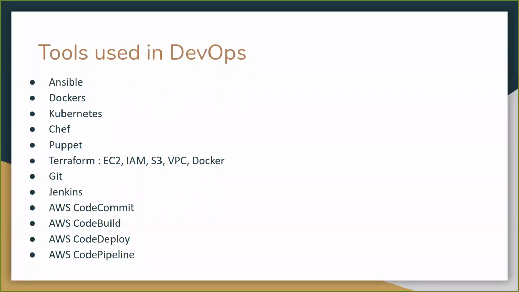Then we have Git, which is a version control repository. Then we have Jenkins, which basically acts as an automation server. What it does depends upon what we are doing with it: we can use it for continuous integration, continuous delivery, or continuous deployment. Then we have some inbuilt services by cloud providers like AWS CodeCommit, CodeBuild, CodeDeploy, and CodePipeline. These are also automation services which will automate our software development cycle.